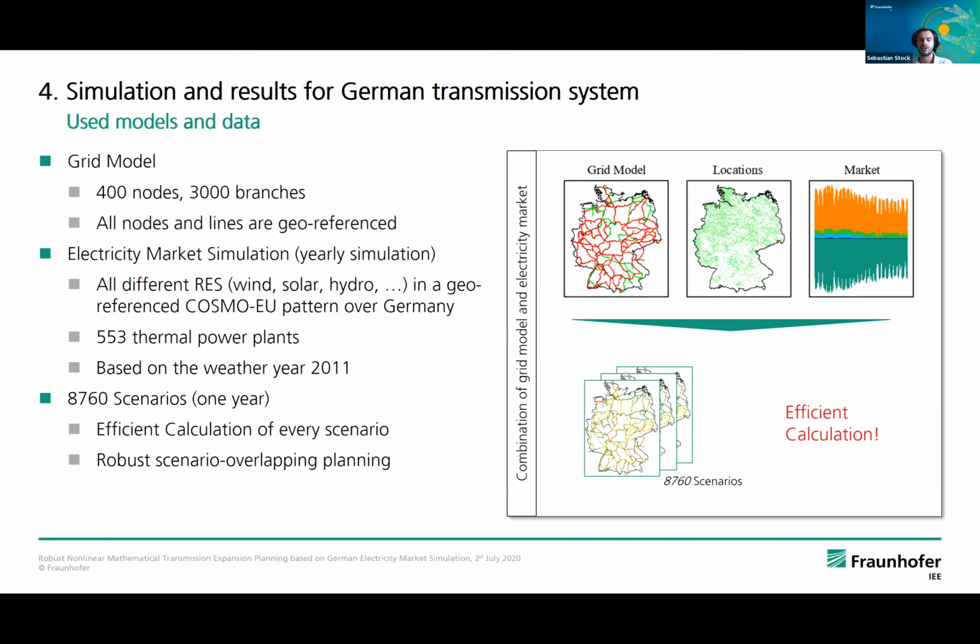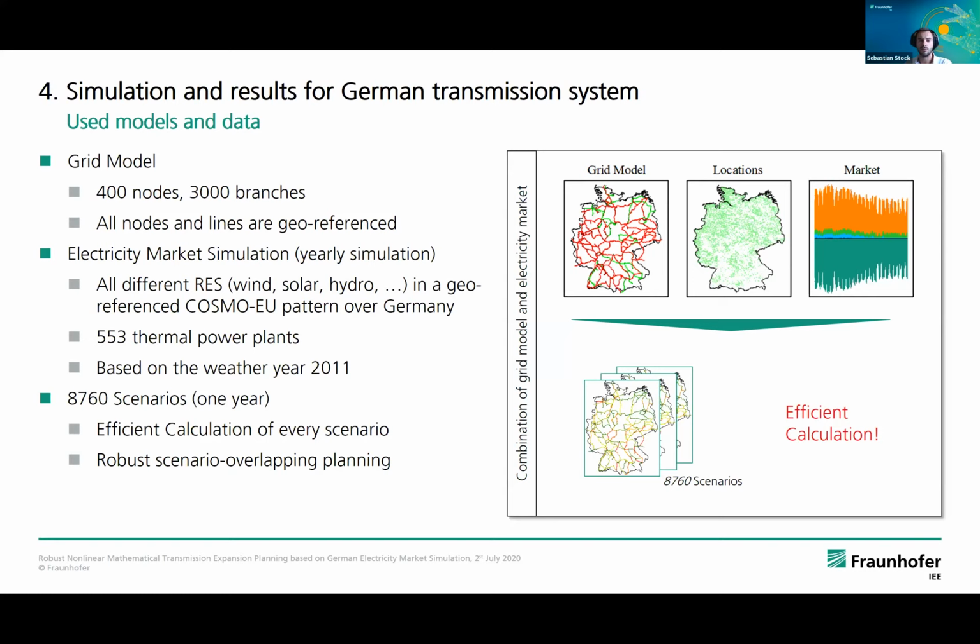The electricity market simulation is a yearly simulation, and all different renewable energy sources like wind, solar, and hydro are geo-referenced in a COSMO-EU pattern over Germany. This is on the right-hand side, in the middle, the locations. So you have several maps looking like this with the distribution of renewable energies over Germany.